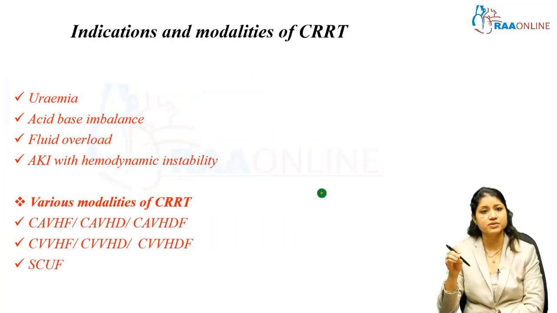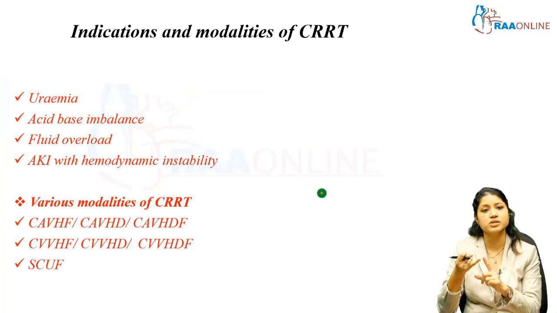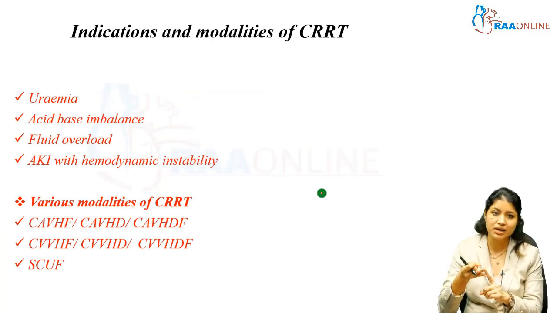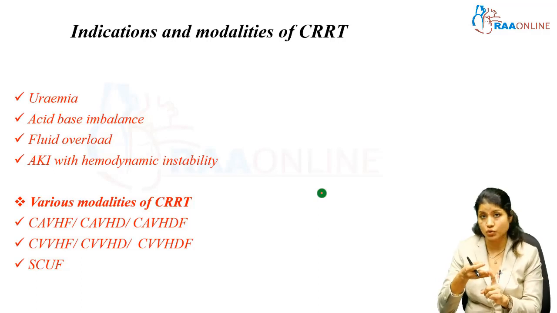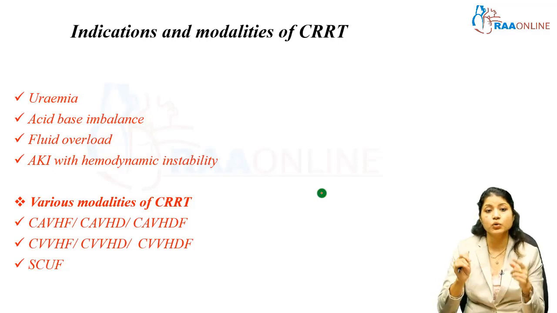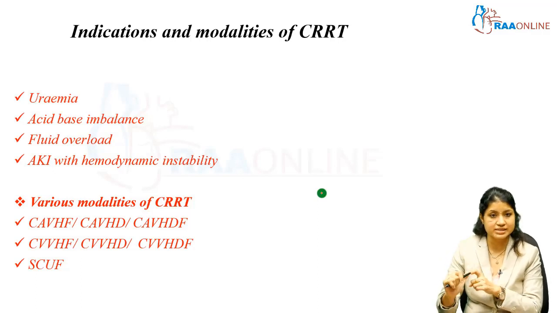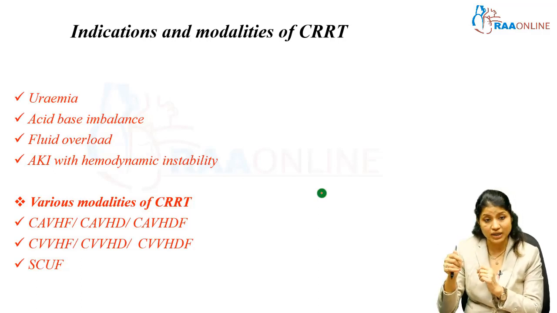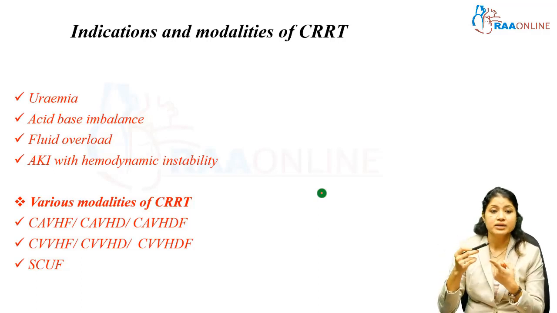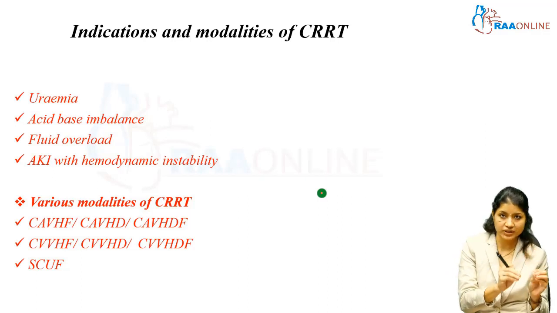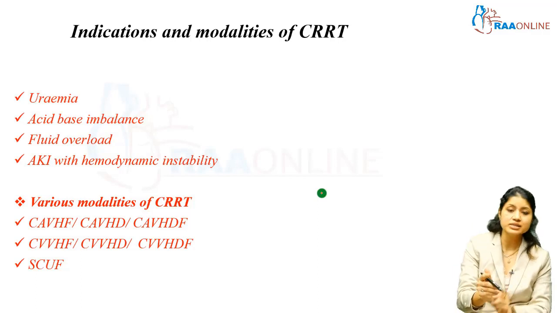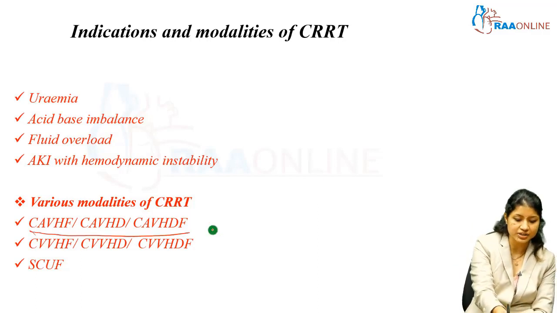So the indications of CRRT, everybody of us knows: uremia, acid-base imbalance, severe electrolyte imbalance but not severe enough to cause toxicity, fluid overload, and AKI with hemodynamic instability. What are the various modalities of CRRT? In short, it will be hemofiltration, hemodialysis and hemodiafiltration.